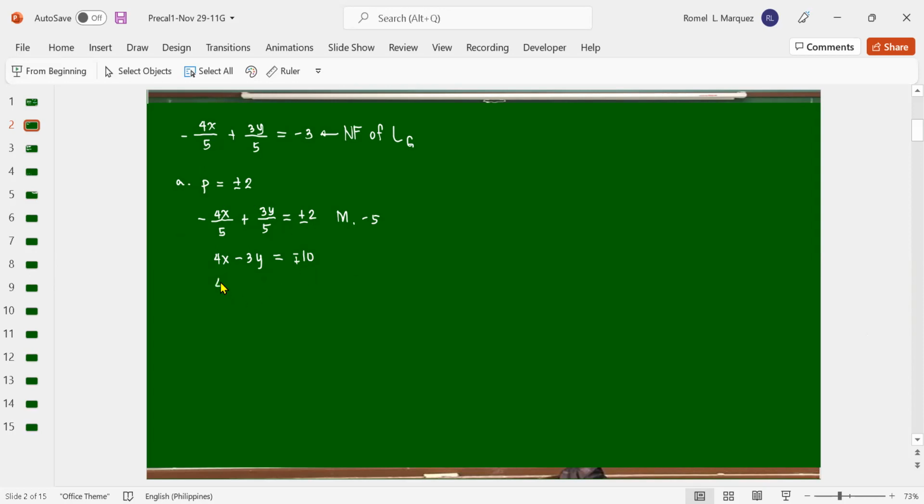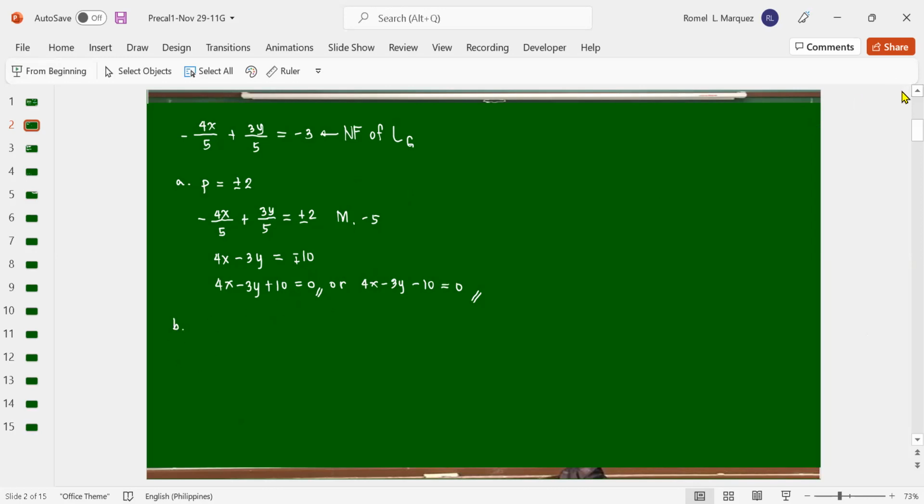Okay? So adding 10 on each side, we get 4x minus 3y plus 10 equals 0. Or the other one, 4x minus 3y, adding -10 on its side, -10 equal to 0. Or you can write plus or minus 10 equal to 0. So these are the required lines satisfying the condition in letter A. Is this clear, guys?